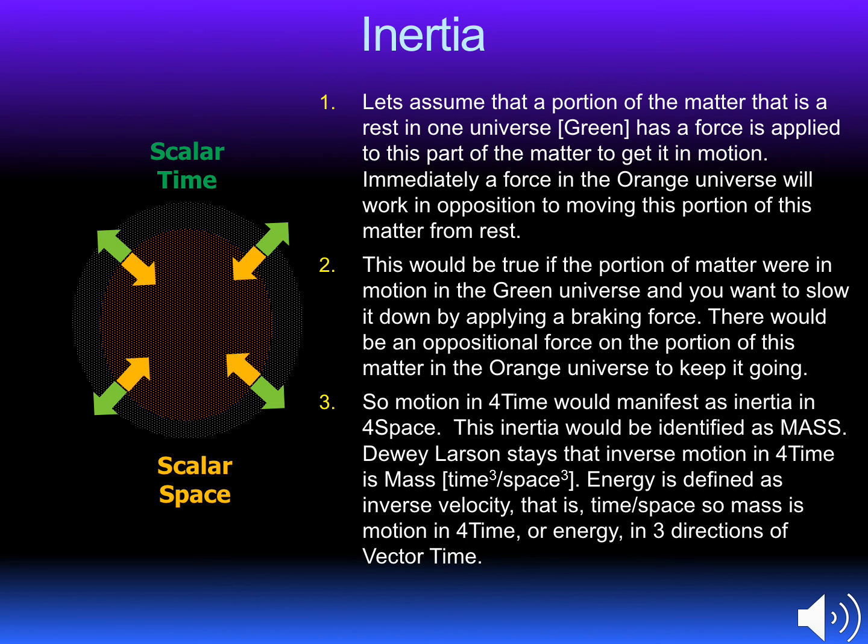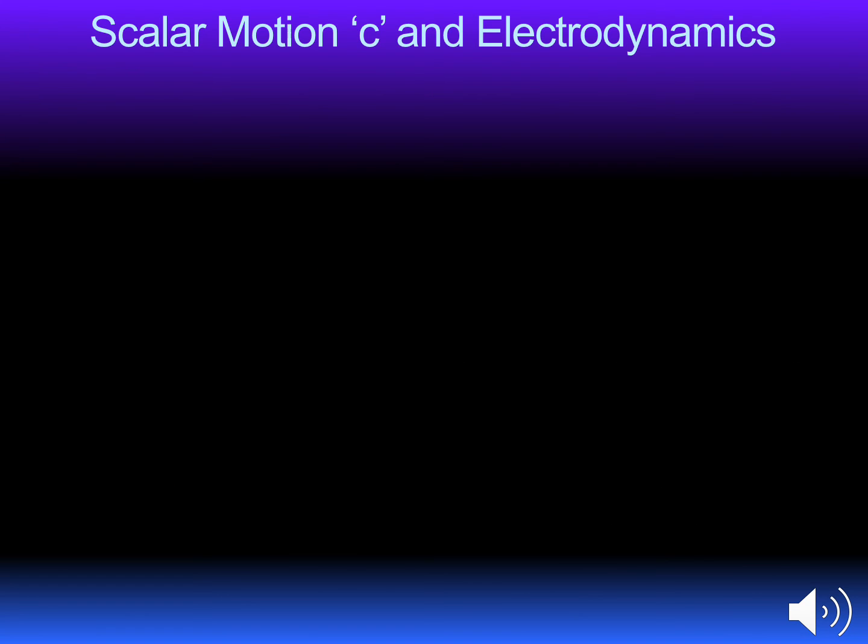So motion in 4 time would manifest as inertia in 4 space. This inertia would be identified as mass in 4 space. Dewey Larson says that inverse motion in 4 time is mass, that is, time cubed divided by space cubed. He defines energy as inverse velocity, that is, time divided by space, so mass is motion in 4 time, or energy in three directions of vector time. Scalar motion, see the speed of light in electrodynamics.